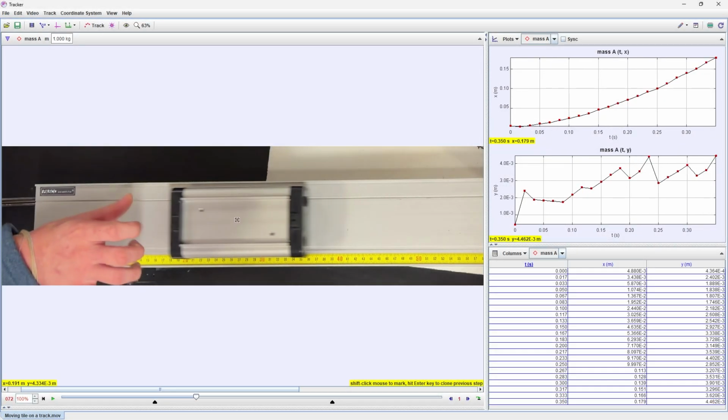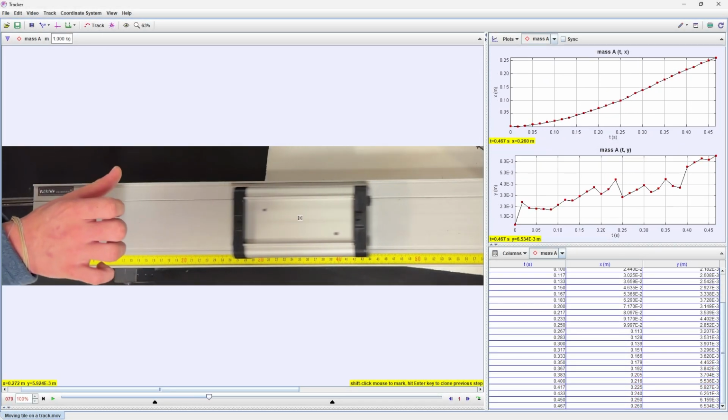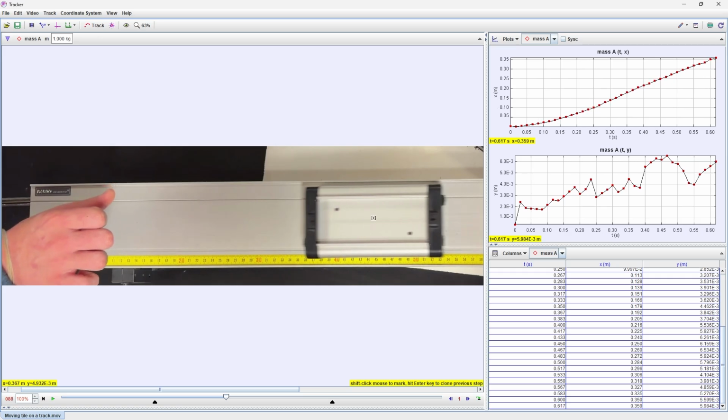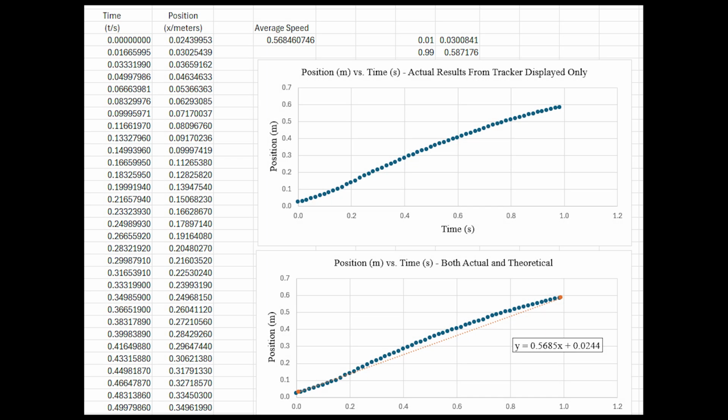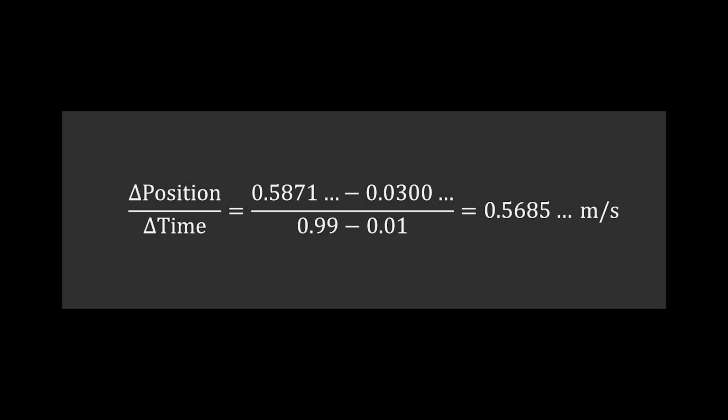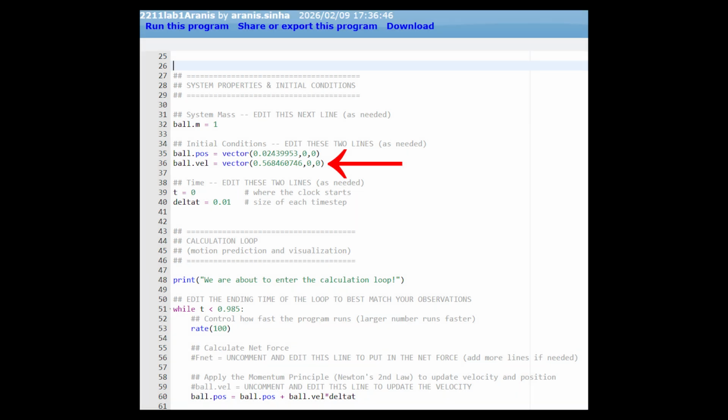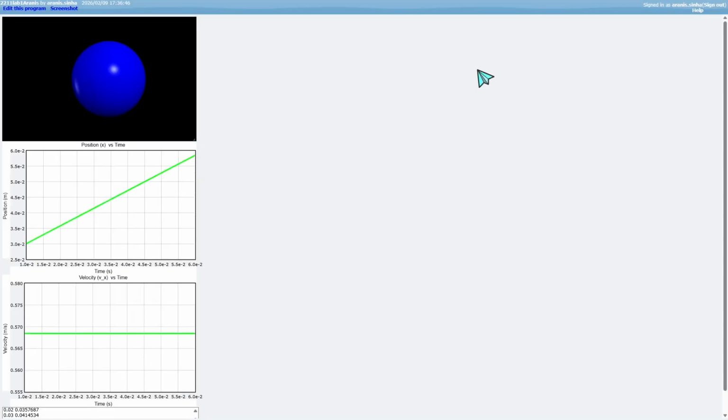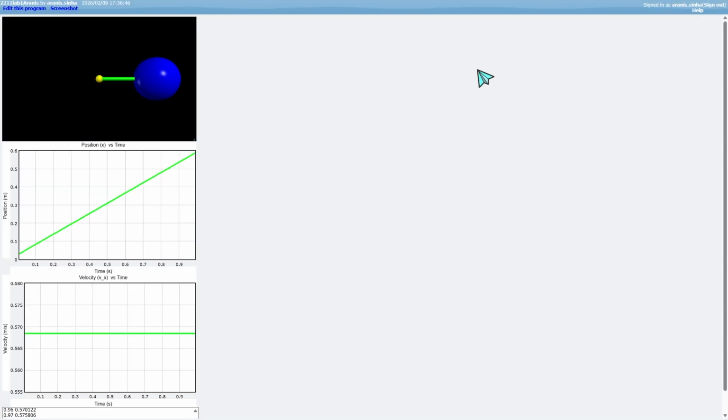As said earlier, we recorded the motion of the cart and tracked its position frame by frame using a software called Tracker. We obtained a table of values of position in meters versus time in seconds and plotted that data in Excel. We then found the average velocity using this formula. We substituted the average velocity, initial position, and total length of the time interval into the starter code and obtained a straight line graph model for position versus time.